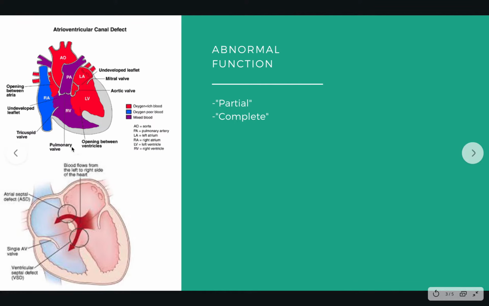That's the partial version. In the complete version of the defect, the walls are totally absent, and both blood from the atrium and blood from the ventricles actually mix together as well, making it even worse for the newborn baby.